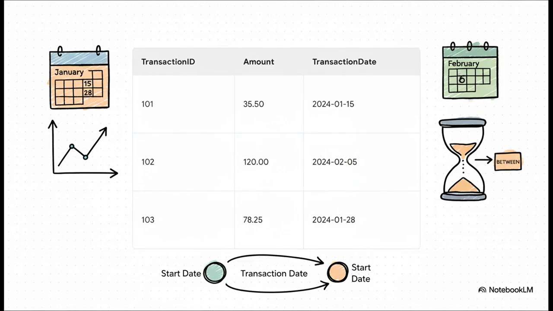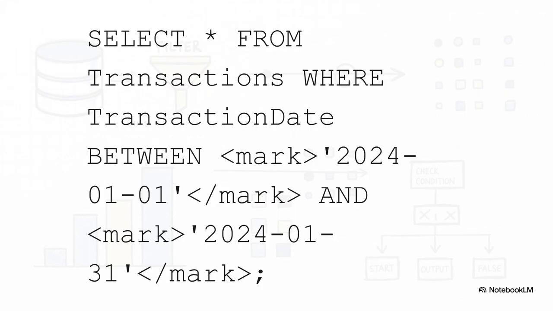Okay, let's switch gears and see how this works with dates. Here we've got a transactions table with a couple of transactions in January and one lonely one over in February of 2024. Now what if we want to see everything that happened in January? We'd write this query. Notice that date format, year, month, day. We're basically telling SQL, hey, go find me every single transaction that happened between the very first day of January and the very last day of January.